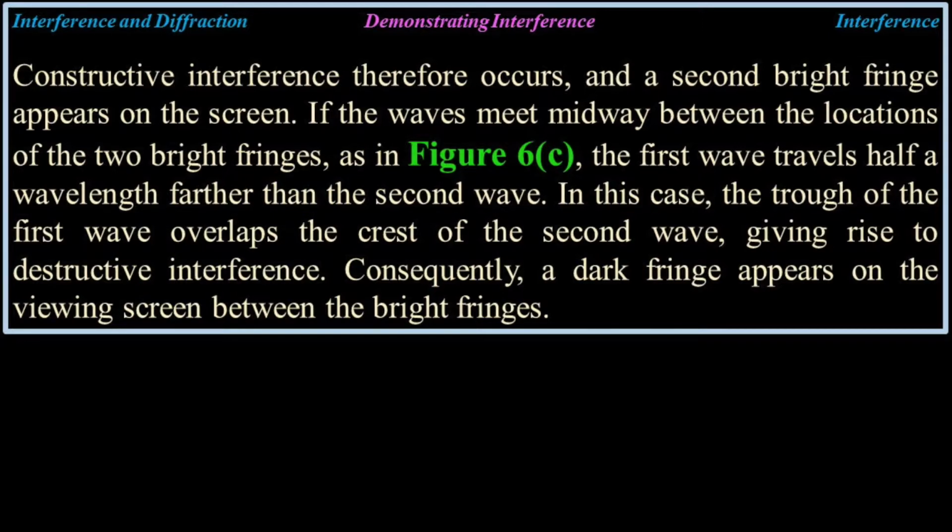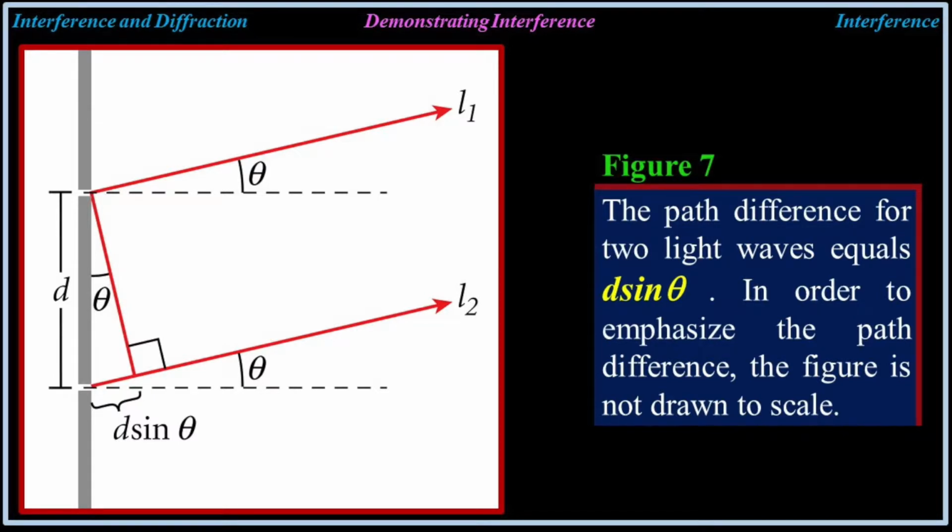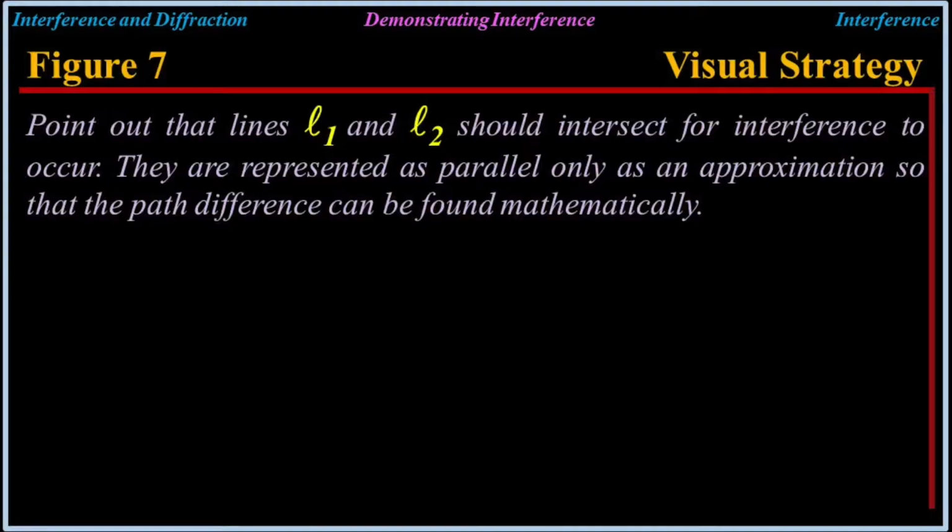Let's look at another figure, Figure 7. The path difference for two light waves equals d sine theta. In order to emphasize the path difference, the figure is not drawn to scale. That's going to be the hard part about this chapter: we're going to be calculating very, very small angles, and the pictures are going to be difficult to illustrate.